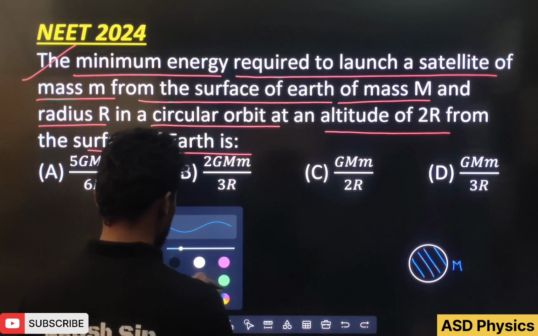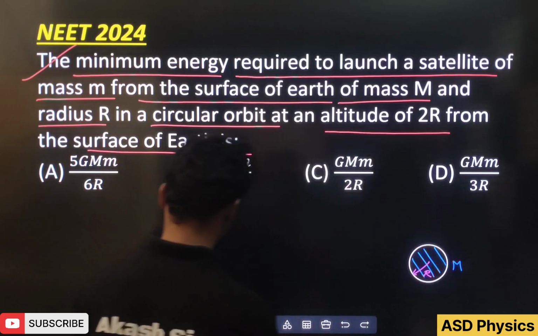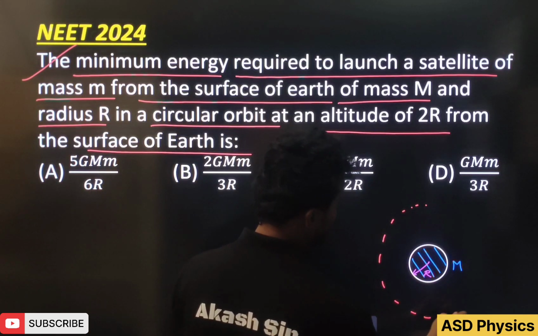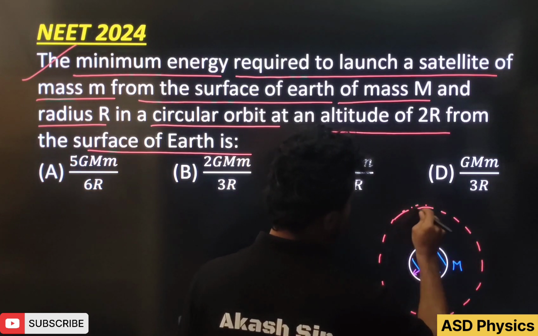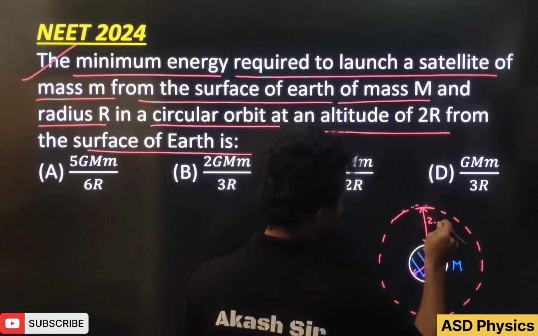And radius how much? This radius is r. Now what is happening is that we have to launch a satellite so that it goes to the orbit like this. Now the altitude, how much is it here? This altitude is how much here?